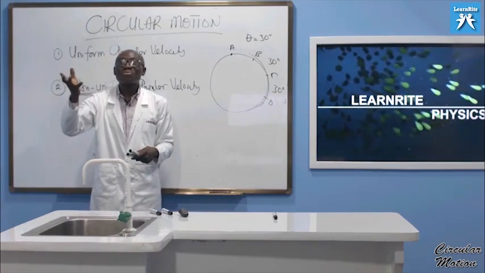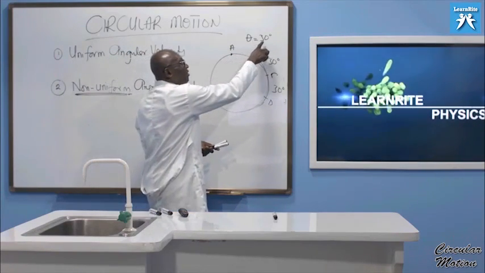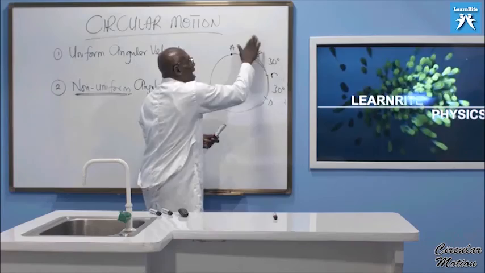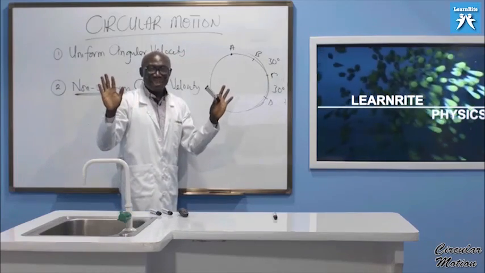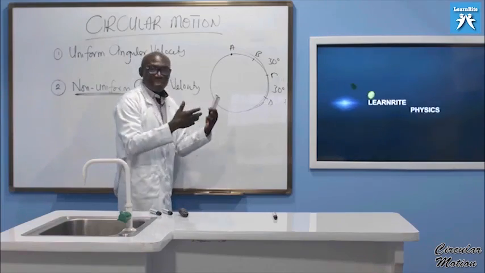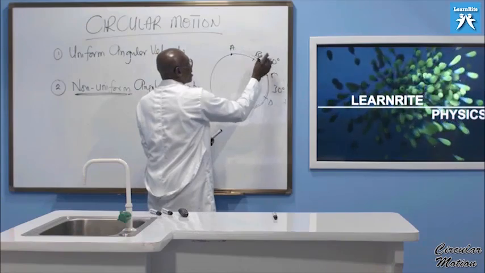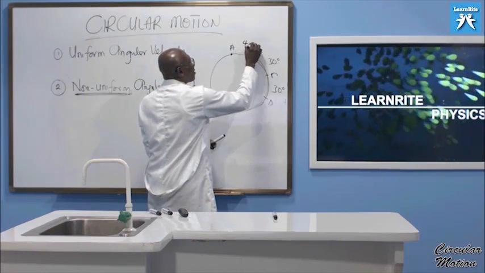Now let us assume, listen to me, let us assume that when we change this 30 degrees into radians, we are getting, I'm just assuming it for the sake of us going through easily, let us assume that this angular displacement of 30 degrees is 4 radians.